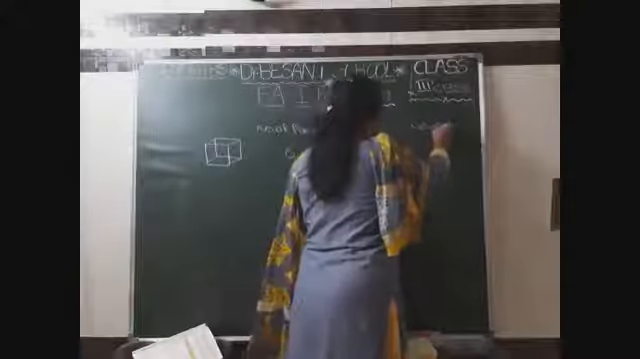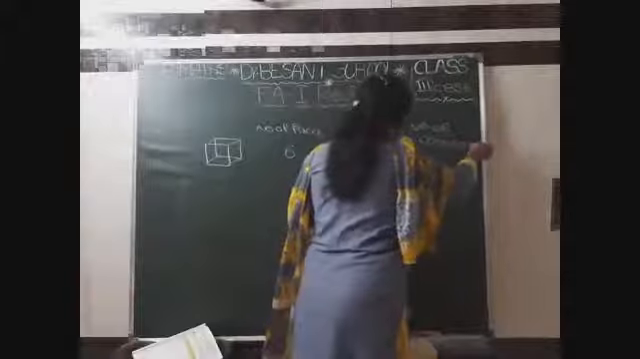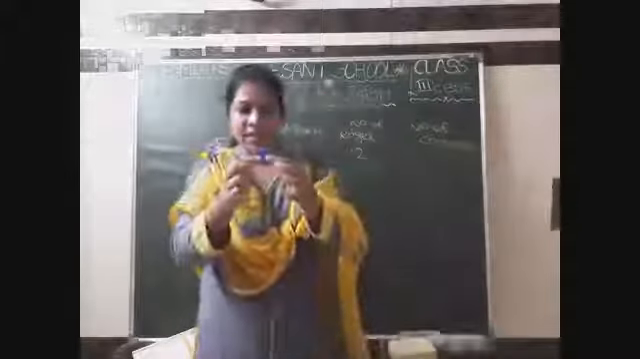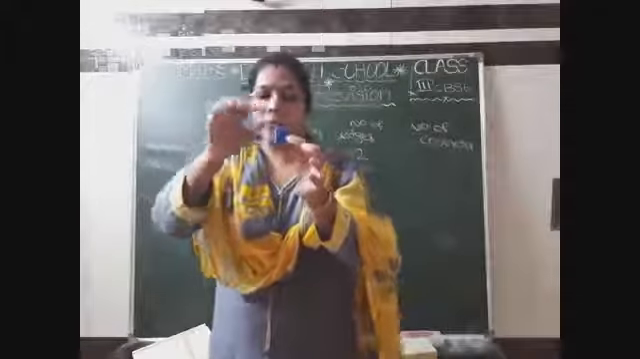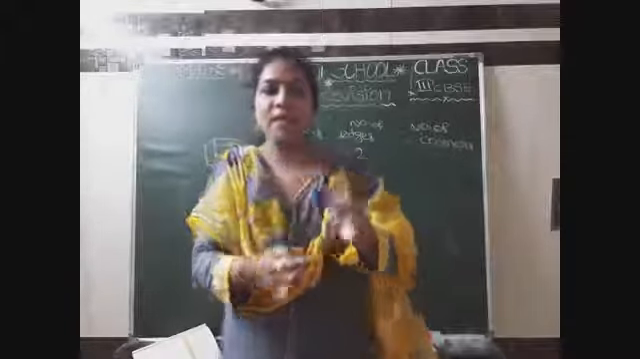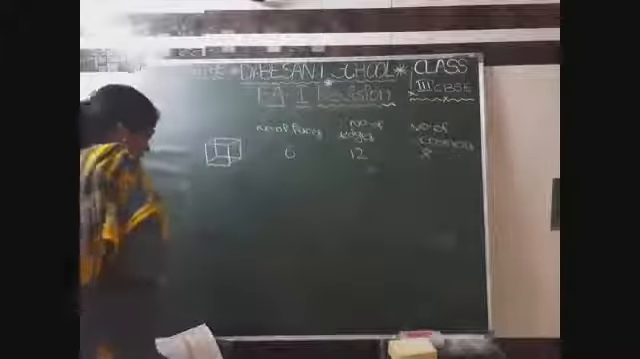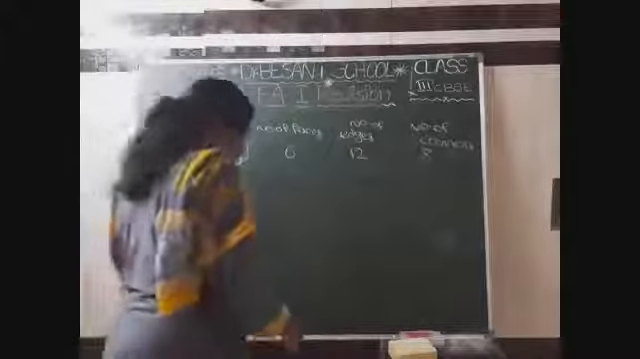Next, number of corners. Total how many corners are there for this cube? 1, 2, 3, 4, 5, 6, 7, 8. Total 8 corners are there for this cube. For the cuboid also it is the same. That's why I am not explaining for the cuboid.